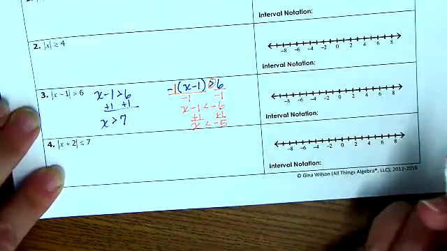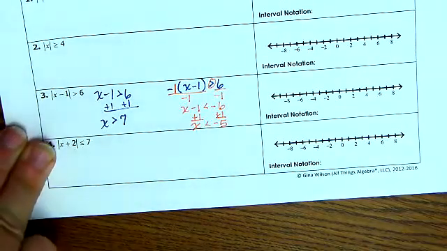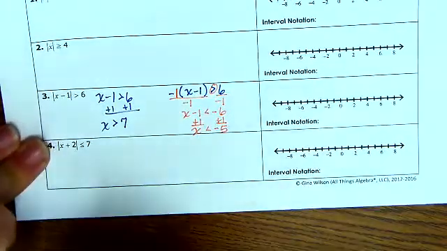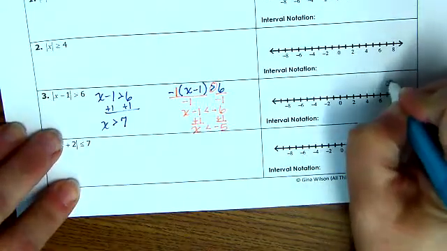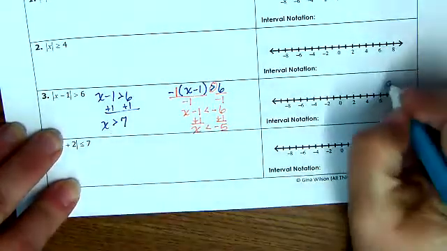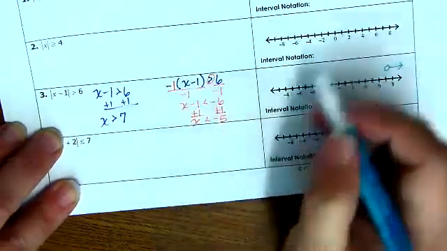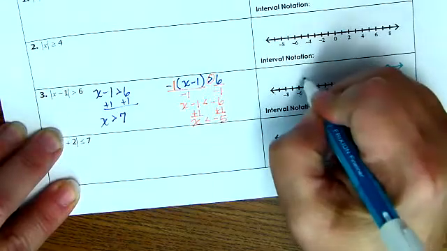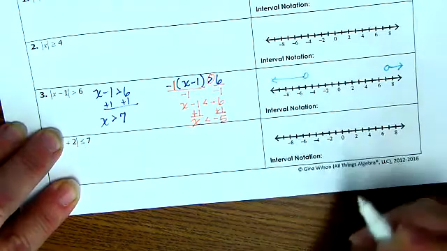Okay, so now we graph. All right, so I have x is greater than 7. That's an open circle because it's not equal to, and it's greater than, so I'm shading in this direction. Then I have x is less than -5. So that's an open circle on -5, and it's everything less than.